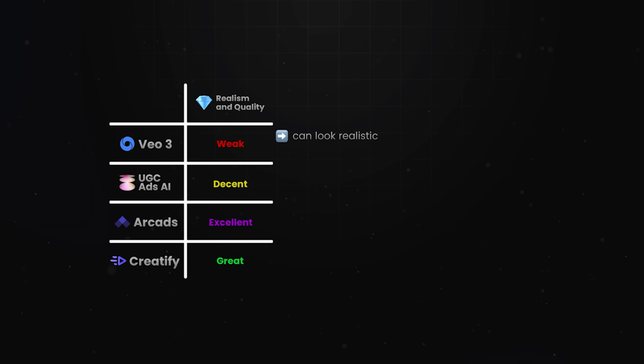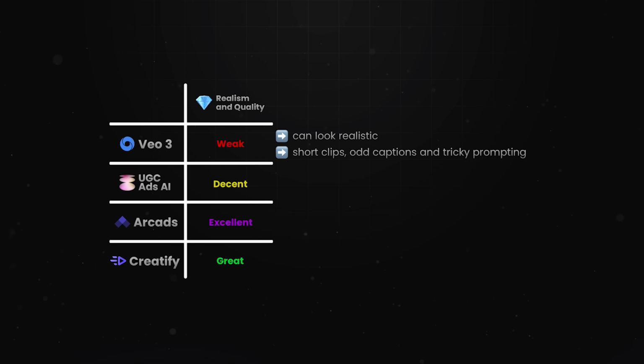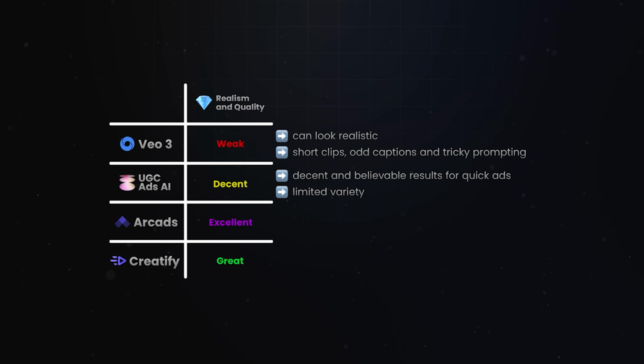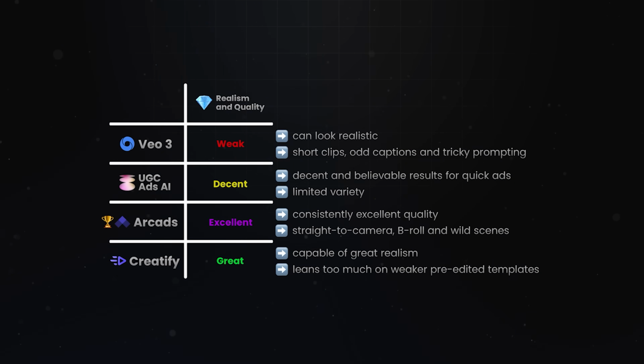So wrapping up this category, Google Veo 3 can look realistic, but the short clips, odd captions, and tricky prompting drop it to a weak. UGC Ads AI gives you decent, believable results for quick ads, but variety is limited, so it stays at decent. Arcad's is the clear winner, consistently excellent quality, whether it's straight to camera, B-roll, or wild scenes. And Creatify, while capable of great realism in its simple, unedited videos, leans too much on weaker, pre-edited templates, so it lands at great.